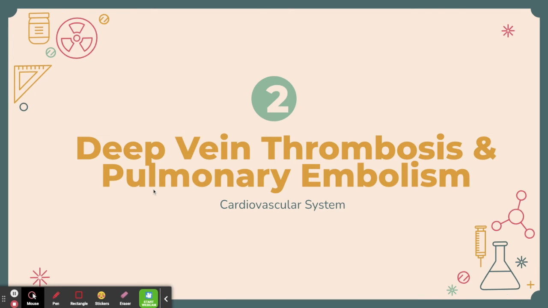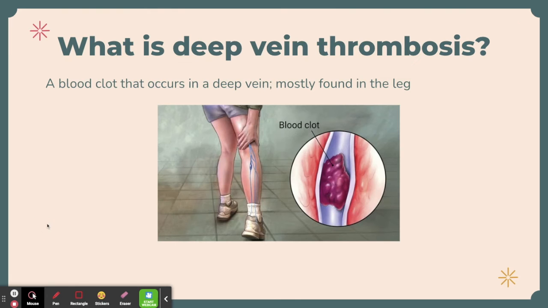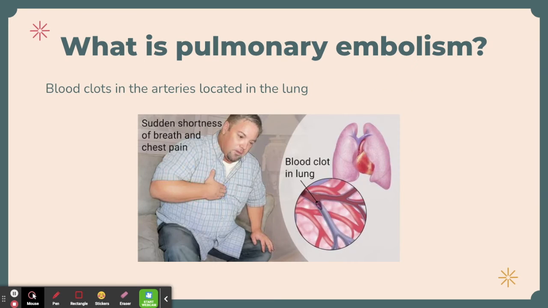Next, I'll be going over deep vein thrombosis and pulmonary embolism, which affect the cardiovascular system. So what is deep vein thrombosis? It's a blood clot that occurs in a deep vein. Mostly it's found in the leg. What is a pulmonary embolism? So these are blood clots in the arteries located in the lung.